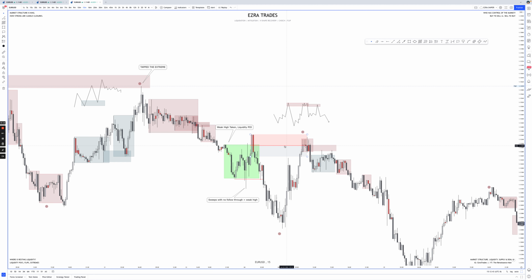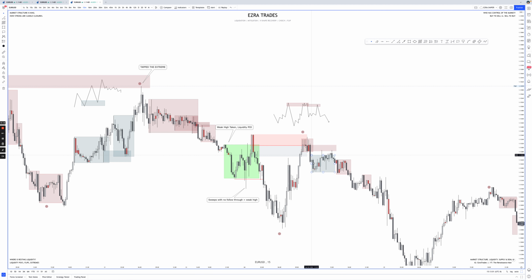So if you weren't confident enough to take this alone, we have what? A supply range that breaks structure to the downside. And then what do we have? Price comes in, mitigates the supply zone inside the range at the bottom of the range, and continuation to the downside, right?